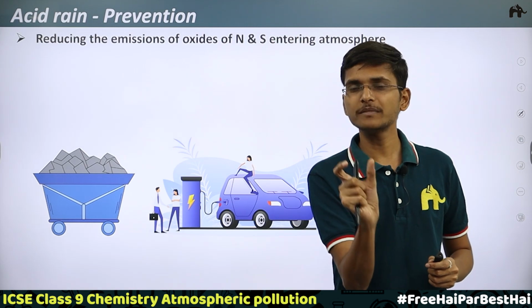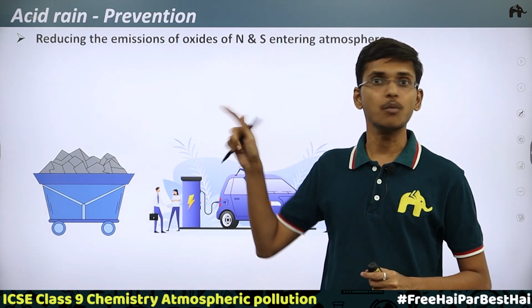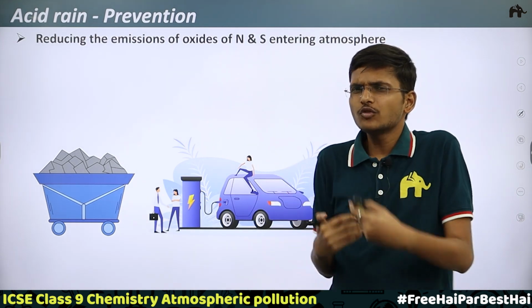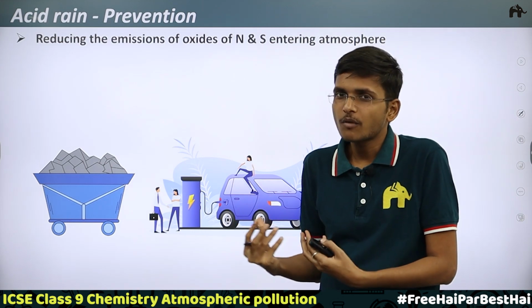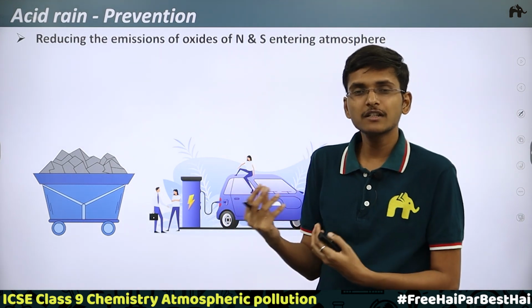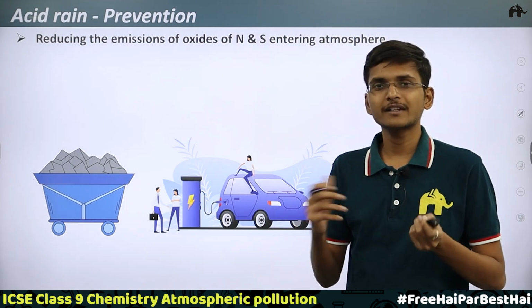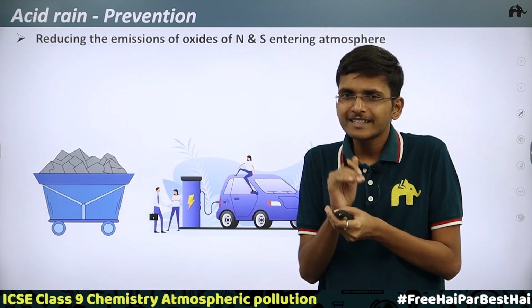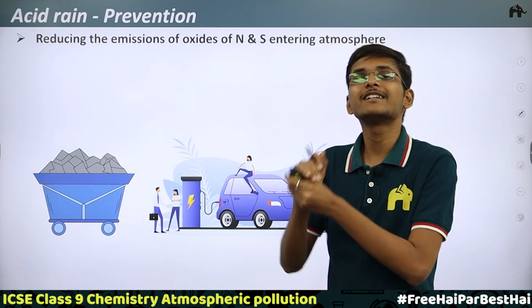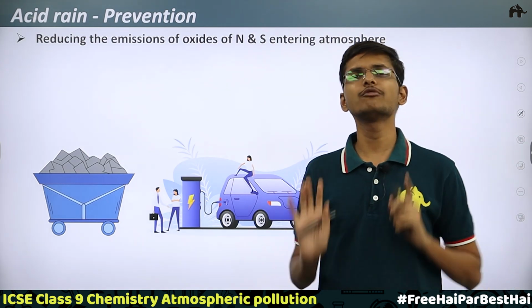We need to stop these oxides of nitrogen and oxides of sulfur from getting into the atmosphere. So if we could control their emissions, we can limit the formation of this sulfuric and nitric acid. And once the sulfuric and nitric acid are less and less formed in our atmosphere, they would get less and less mixed with the water, resulting in less and less acid rain. Correct? So how can we do this?